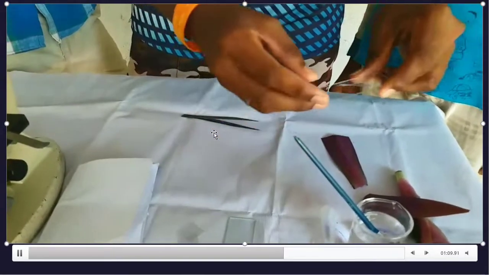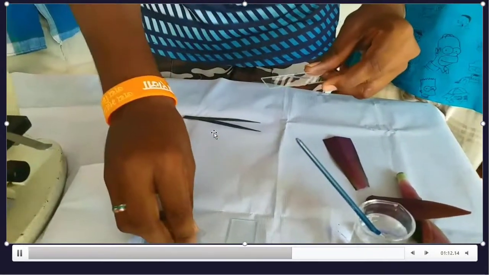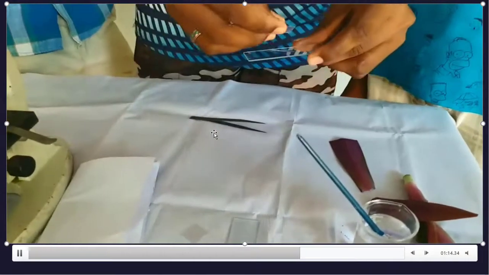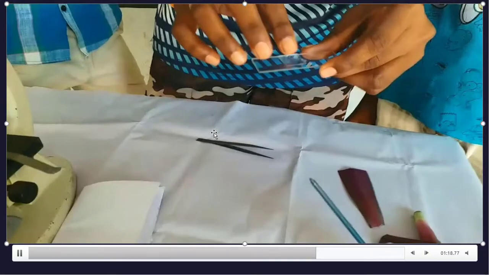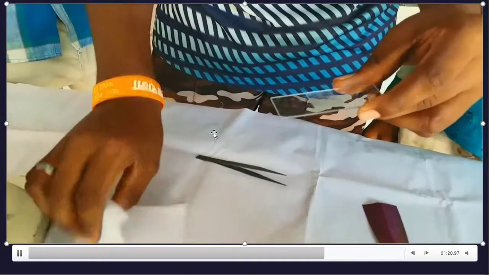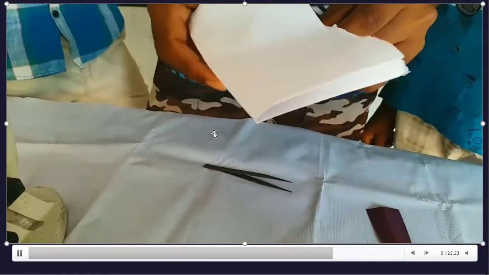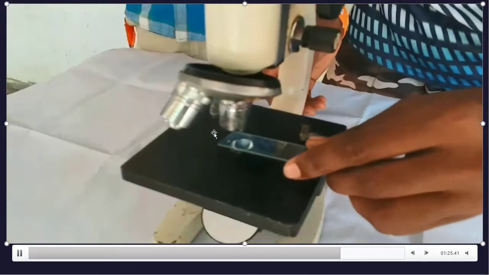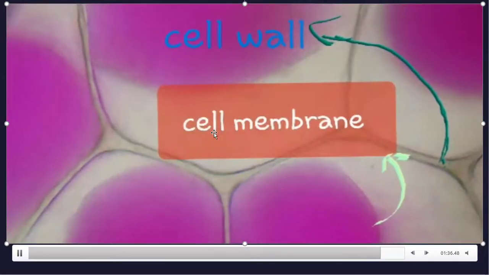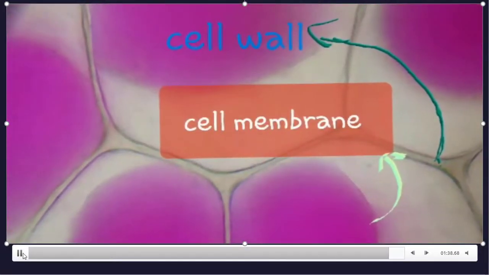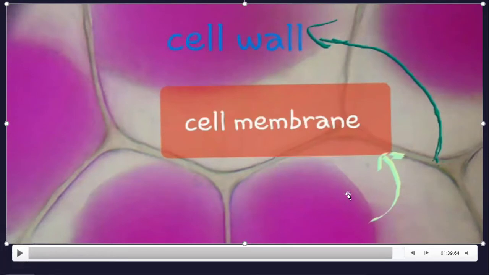Salt water is not only used for that, and I will tell you the use of salt water, why we added it. Place a cover slip over it and keep this aside for a few minutes. After that you have to observe it under the microscope. Yes, now it is ready to observe under the microscope. We have to observe it after a few minutes, and you are observing the cell membrane.